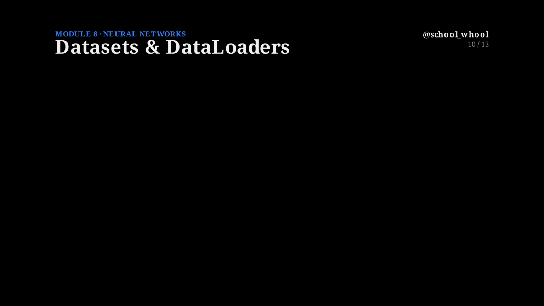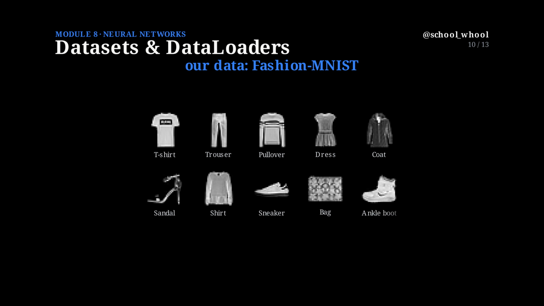Our data is Fashion MNIST, 70,000 tiny grayscale photos of clothing, sorted into 10 classes. Here's one real example from each class: a t-shirt, a trouser, a pullover, and so on, down to an ankle boot. Every image is just 28 by 28 pixels.